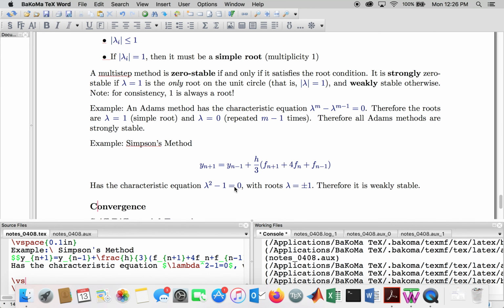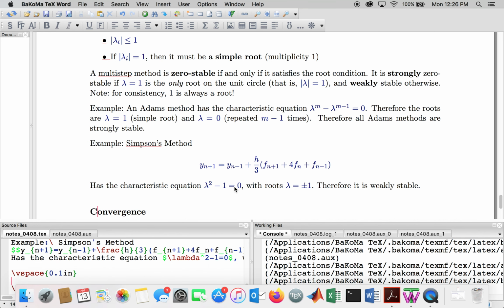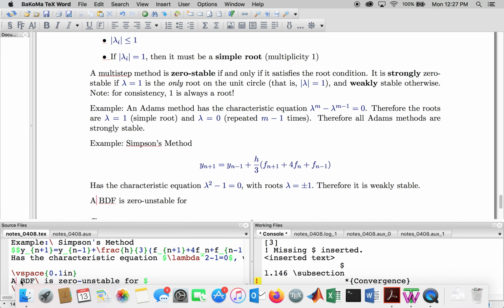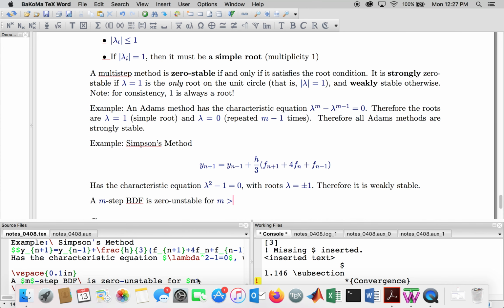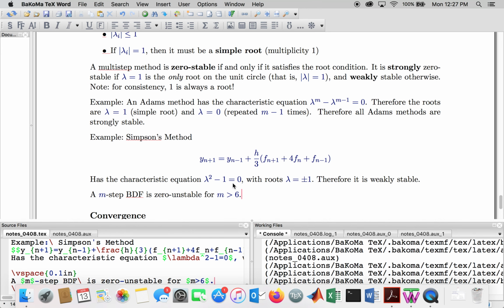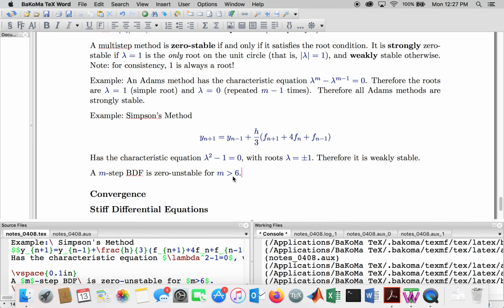I mentioned BDFs a little while ago. A BDF is zero unstable. So we're talking about an m-step BDF method, zero unstable for m greater than 6. So we end up having roots that are either outside the unit disk or have too much multiplicity sitting on the unit circle. So it just doesn't satisfy the conditions.